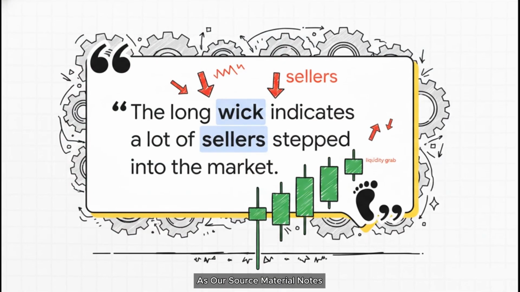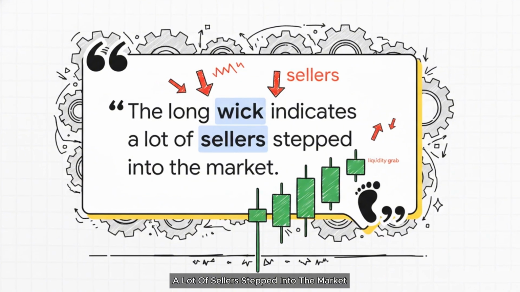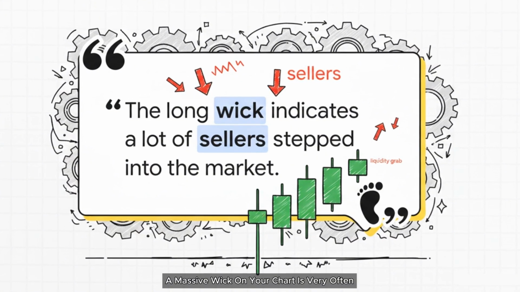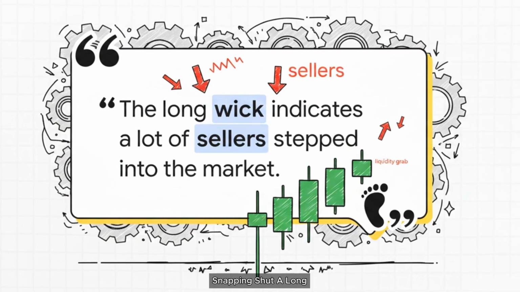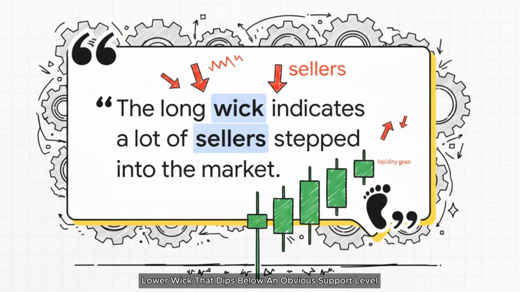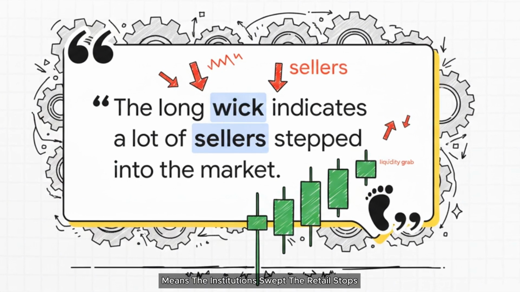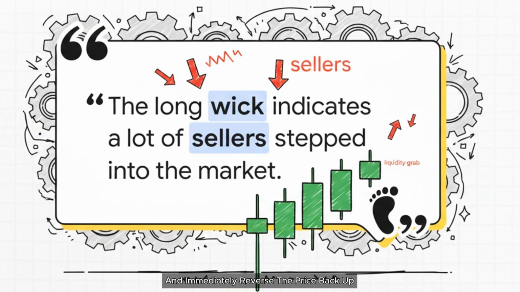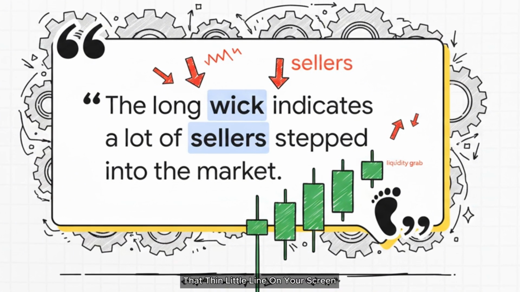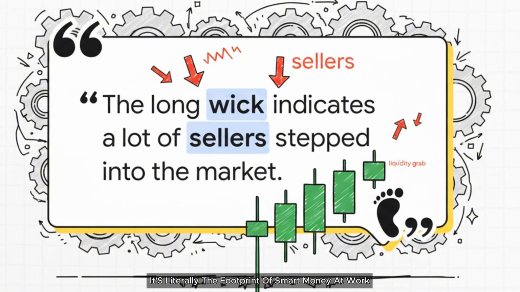As our source material notes, a long wick indicates a lot of sellers stepped into the market. A massive wick on your chart is very often the visual footprint of that liquidity trap snapping shut. A long lower wick that dips below an obvious support level means the institution swept the retail stops, grabbed the liquidity, and immediately reversed the price back up. That thin little line on your screen is literally the footprint of smart money at work.